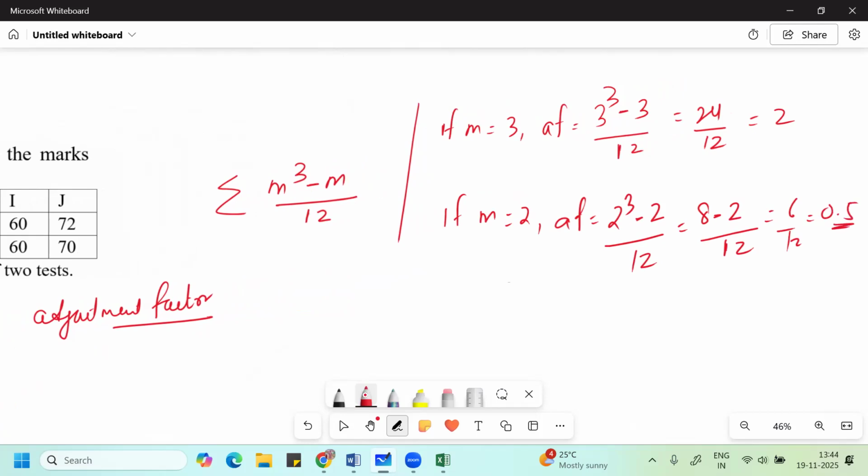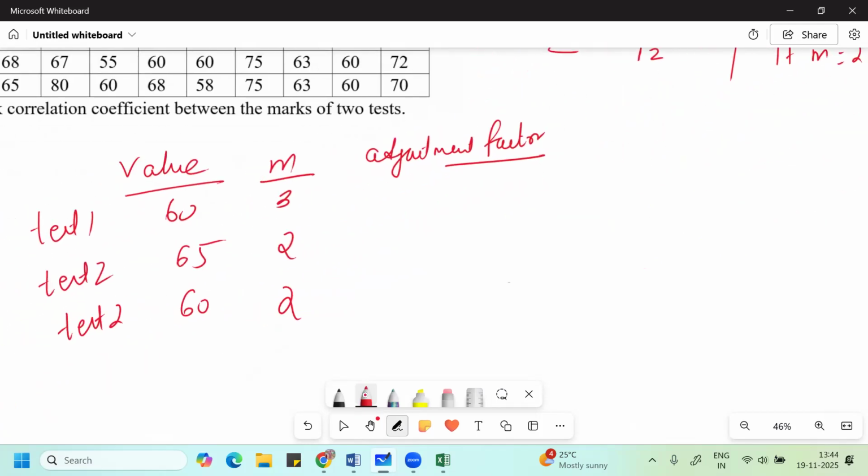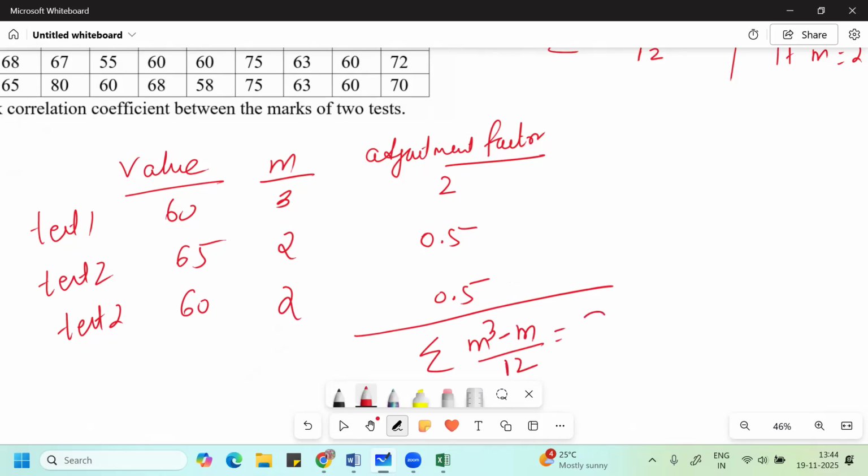So you can memorize these values also. If the repetition is 2, then your adjustment factor would be 0.5. If your repetition is 3, your adjustment factor would be 2. And then you can do the sum of this m cube minus m by 12, and if you do, you will get the adjustment factor as 3 here. Clear, everyone? So here you got the adjustment factor whenever there's a repetition of rank.